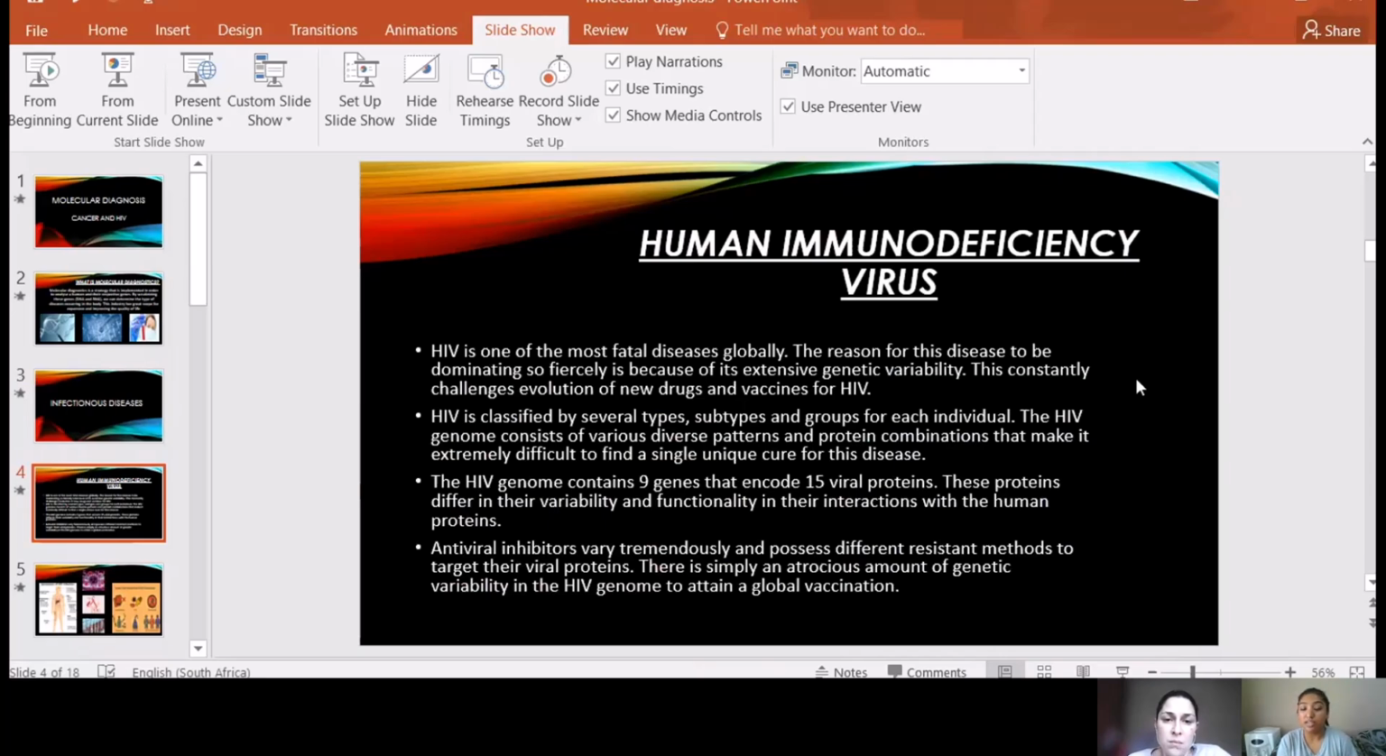It took scientists 20 years to develop antiretrovirals for HIV, and in those 20 years, so many people have fatally died.